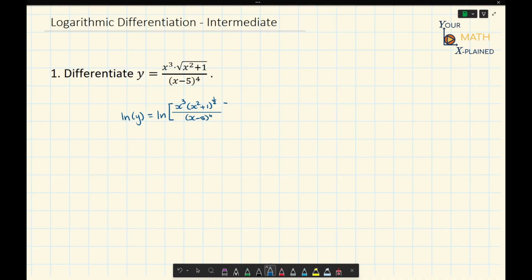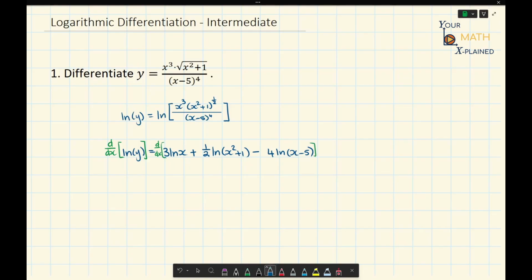And now we're going to use our log laws to split this up into separate logs, which means ln of y is equal to 3 times ln of x plus 1/2 times ln of (x squared plus 1) minus 4 times ln of (x minus 5). And now we're going to take the derivative with respect to x on both sides of this equation.